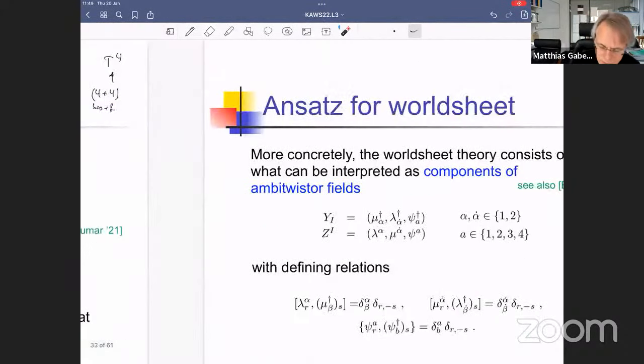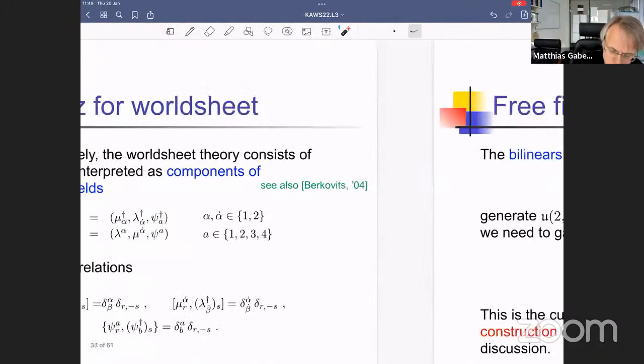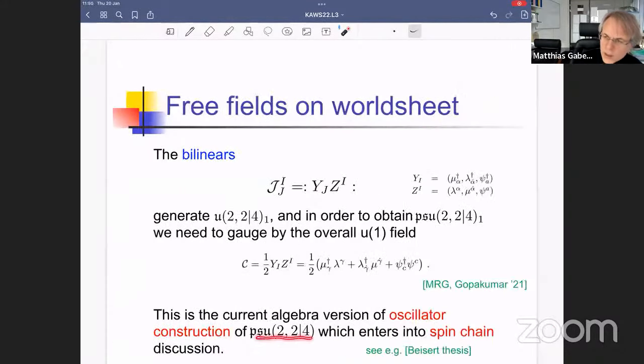And so here's just explaining to you how you get this PSU(2,2|4), and it works exactly the same way as for AdS3. You look at these bilinears where you take one of these and one of these, and then you have to gauge by some overall U(1) field, which is the analog of what we called the Z field before, and then you get PSU(2,2|4).